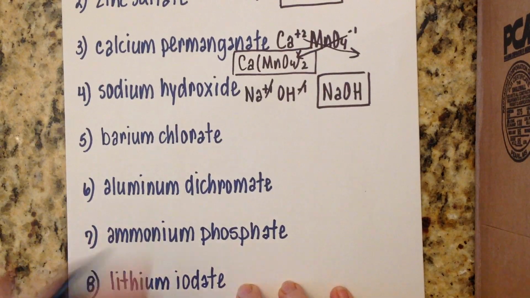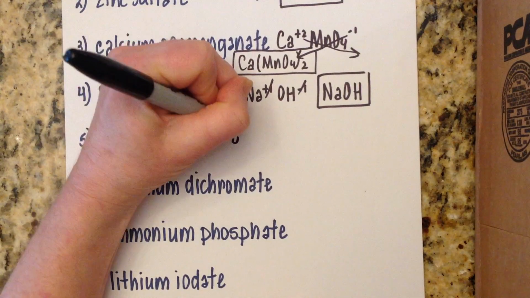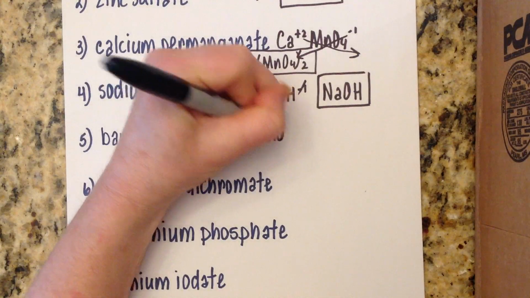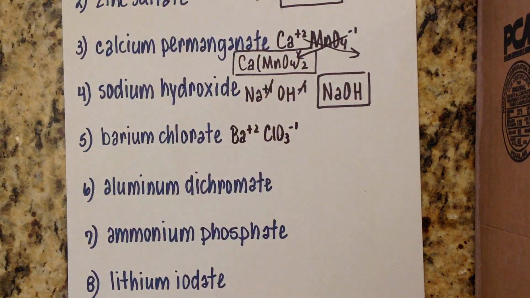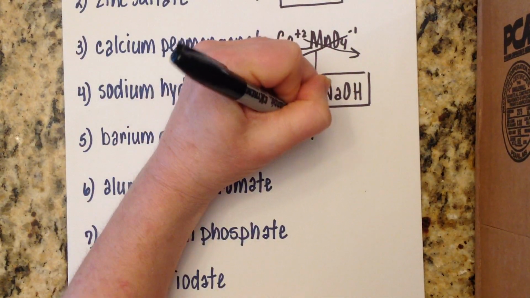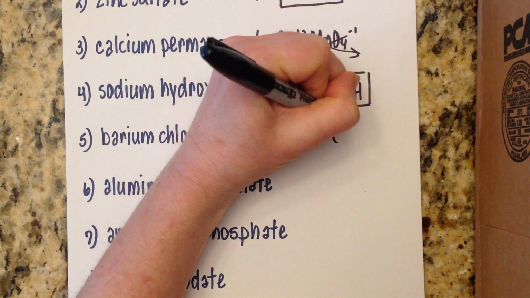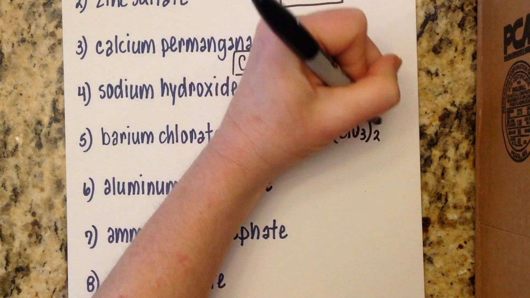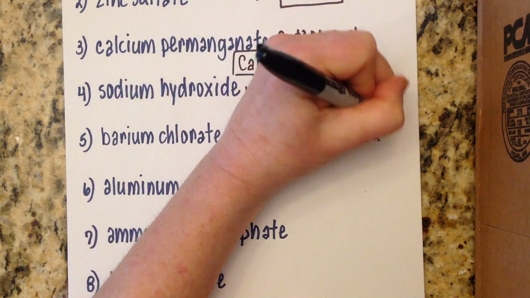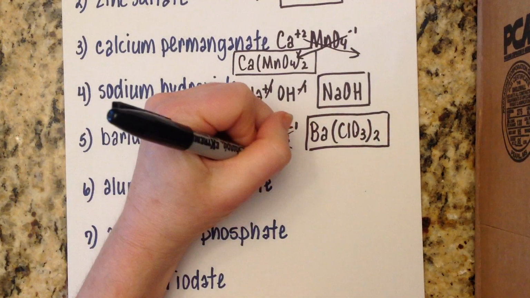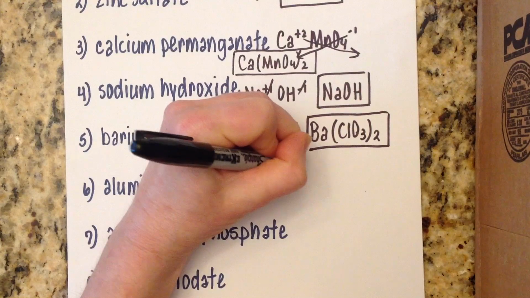So barium has a +2 charge. Chlorate is ClO3 -1. Crisscross, bring the 1 down here, the 2 down here. Ba(ClO3)2, protecting the polyatomic ion with parentheses. Listen, if you can remember that, this is a piece of cake. All right, aluminum dichromate. I can already tell I'm probably going to run out of room on this one. Aluminum is Al +3.